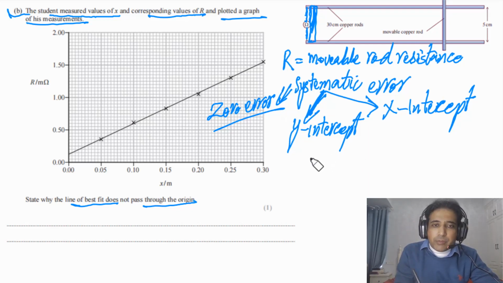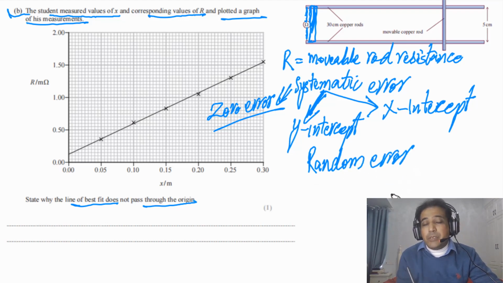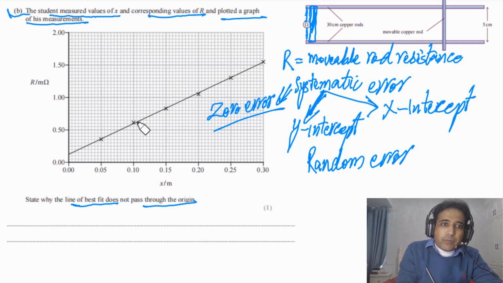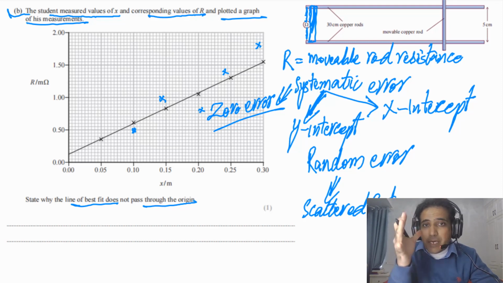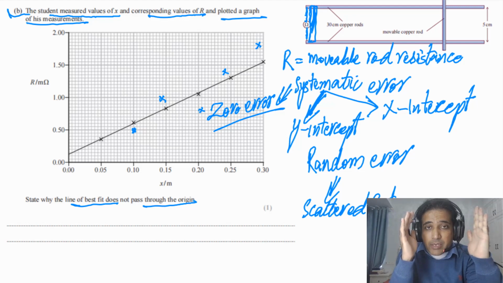Now let me explain a little bit about random error. This is not part of this question, but it's important to understand random error as well. If there is a random error, the points will be scattered more, meaning this point may be here, this point may be here, this point possibly here. So in this case we will have more scattering of points. This will tell us there is random error. So it's very important to understand the question. When you can picture the question in your mind, then it's very easy to figure out the right answer.